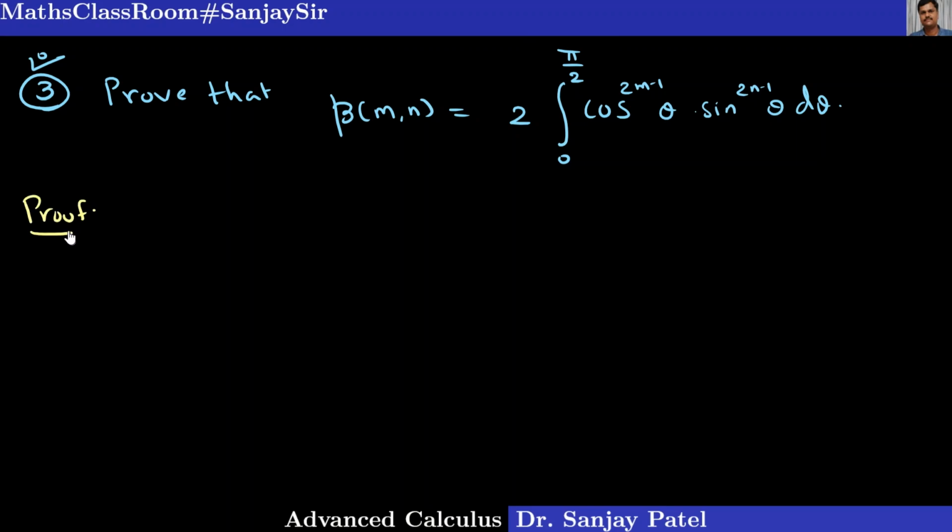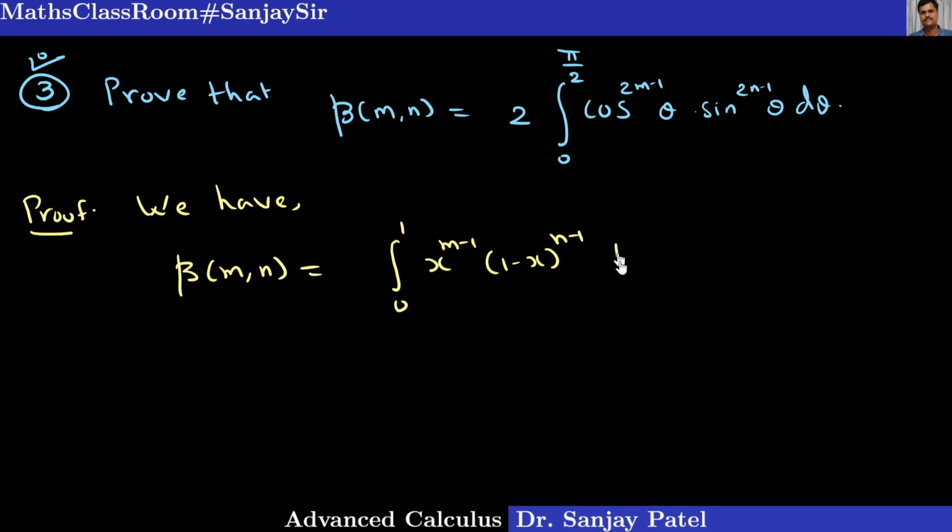So we start with the definition of beta function. We have the beta function formula beta m comma n, which is equal to integral 0 to 1 x raised to m minus 1 into 1 minus x raised to n minus 1 dx. This is our definition of beta function. To convert into this trigonometric integral, let us substitute something for x. So I am changing the variable. Let x be equal to cos square theta.